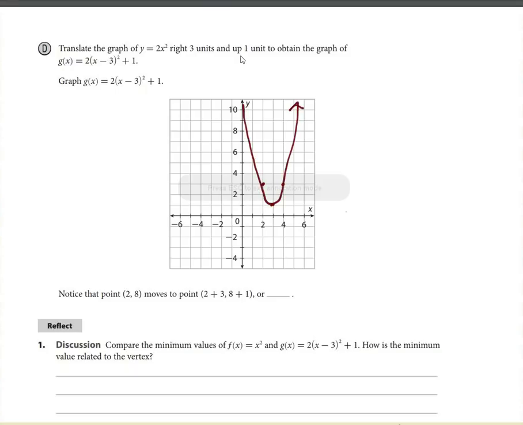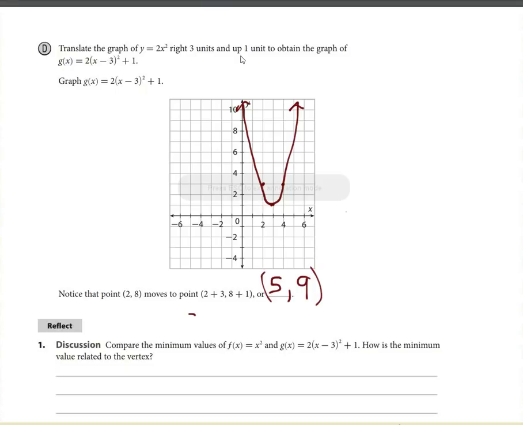And here we have a graph of 2 times x minus 3 squared plus 1. All right. So notice that the point 2 comma 8 moves to the point 2 plus 3 comma 8 plus 1, or 5 comma 9. Okay.